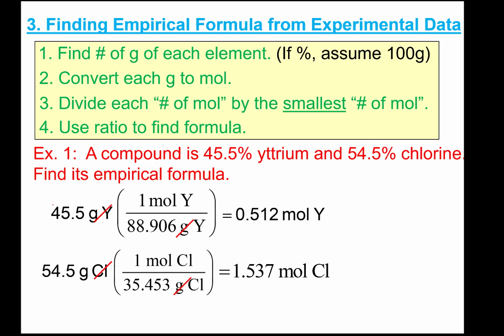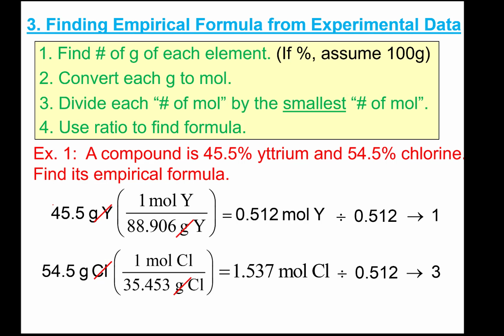Now we've converted our grams to moles. We're going to divide each one of these moles by the smallest number. Well, which is smaller, 0.512 or 1.537? 0.512 is smaller, so we're going to divide each one by 0.512. Remember, by the way, when we have a number less than 1, it always starts with a 0. Don't start it with a decimal point. So when we divide by 0.512 for yttrium, we get the number 1. For the other one, we get the number 3.